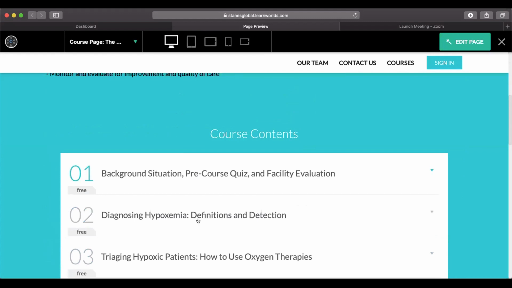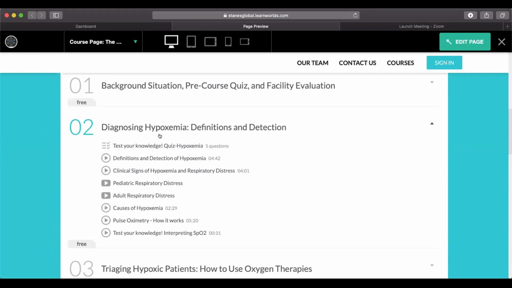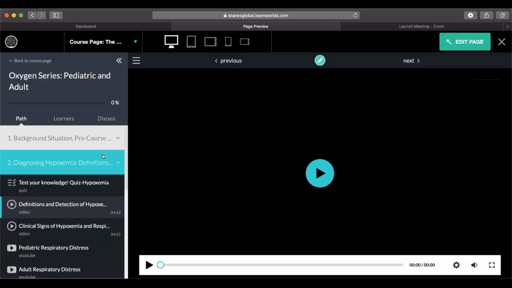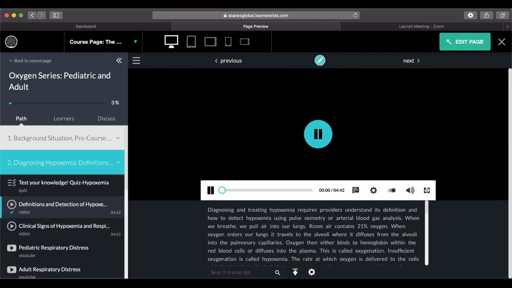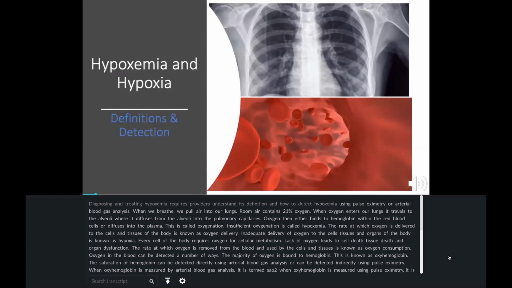We can go ahead and get started with the second module, which is how we're going to diagnose hypoxemia and how it's defined and how we detect low oxygen levels in our patients. So the first thing you can do is take a quiz, which I'll let you do after this session, or if we have time, we can do it at the end of the session. But I'm going to start here with the definitions and detection of hypoxemia. Diagnosing and treating hypoxemia requires providers understand its definition and how to detect hypoxemia using pulse oximetry or arterial blood gas analysis.